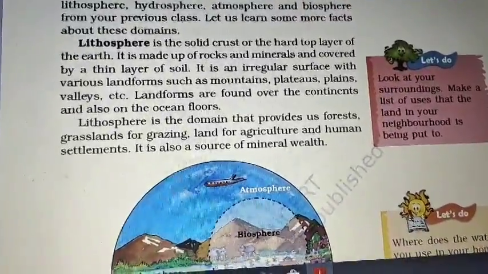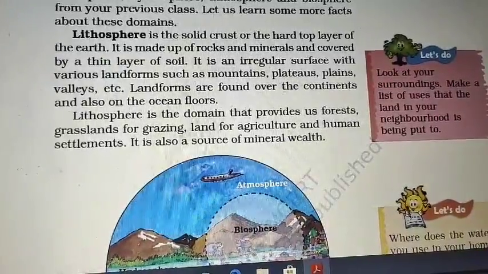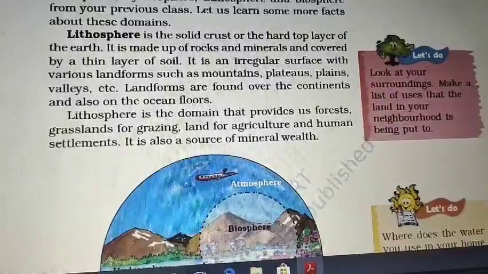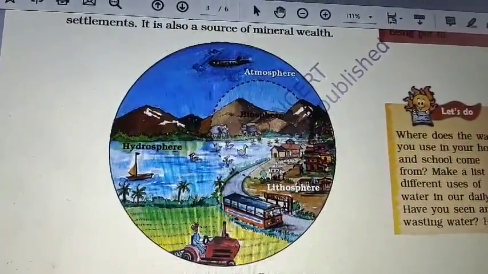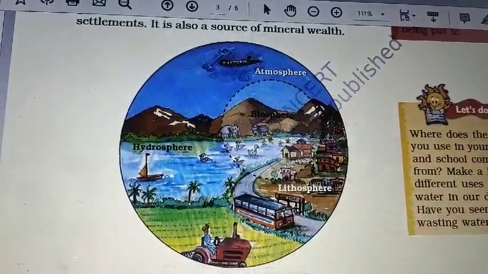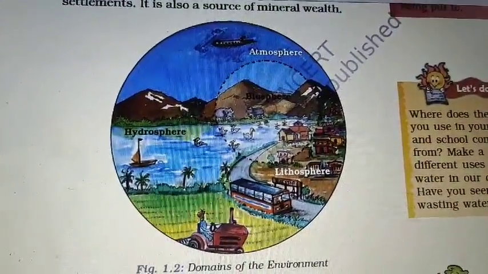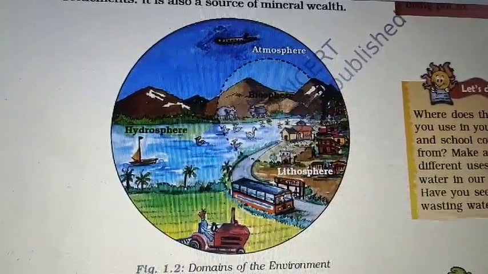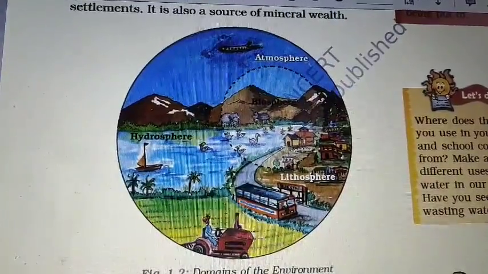Now the lithosphere is the domain that provides us forests, grasslands for grazing, land for agriculture, and human settlements. It is also a source of mineral wealth. Now if you see this picture, you will be able to find out about all these domains of the environment. What are the domains of the environment? These are the atmosphere, hydrosphere, lithosphere, and biosphere.